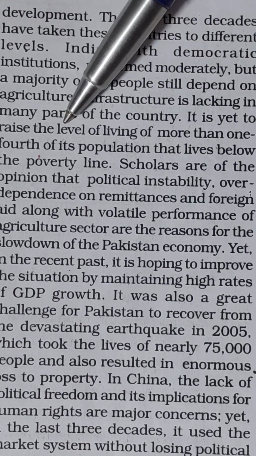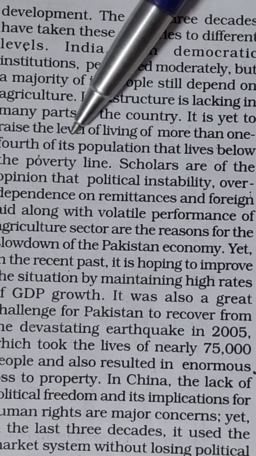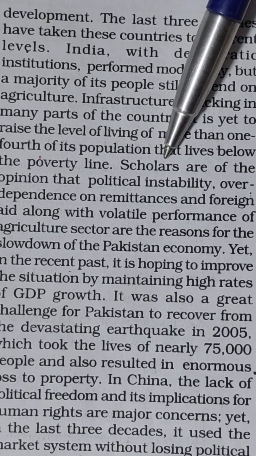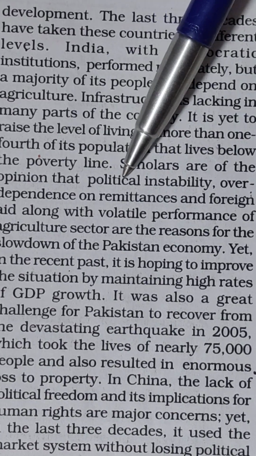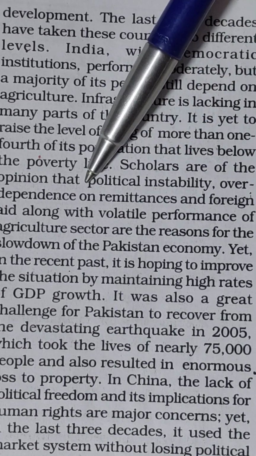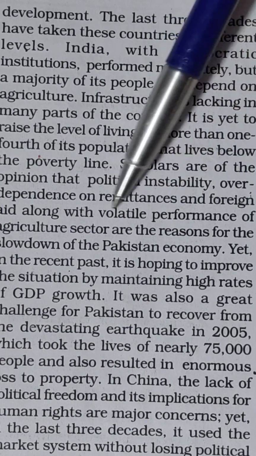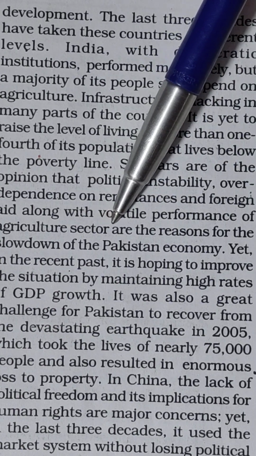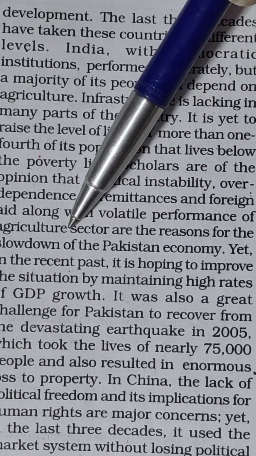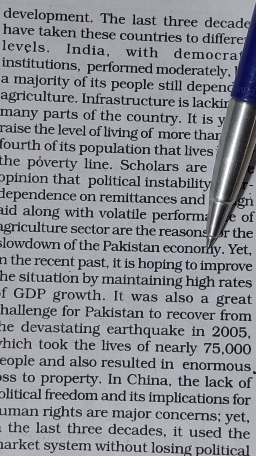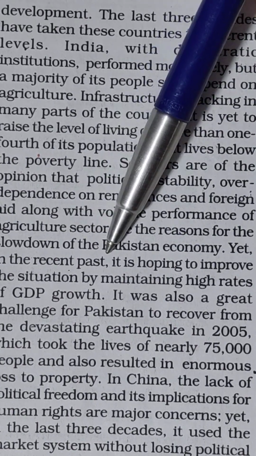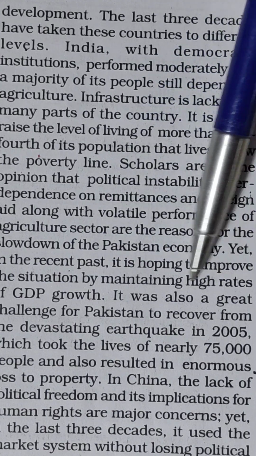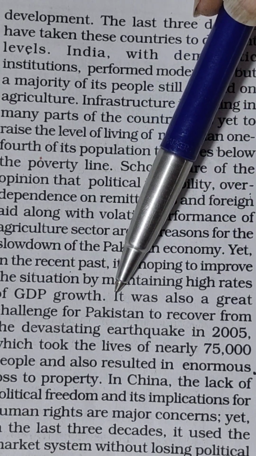It is yet to raise the level of living of more than one-fourth of its population that lives below the poverty line. Scholars are of the opinion that political instability, over-dependence on remittances and foreign aid, along with volatile performance of agriculture sector, are the reasons for the slowdown of the Pakistan economy. Yet, in the recent past, it is hoping to improve the situation by maintaining high rates of GDP growth.